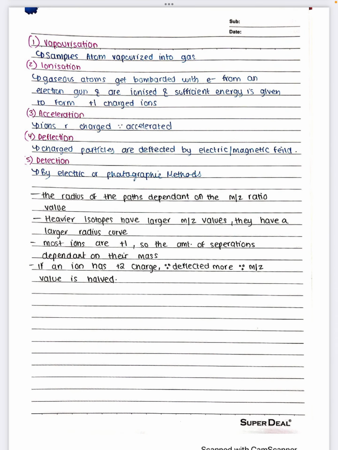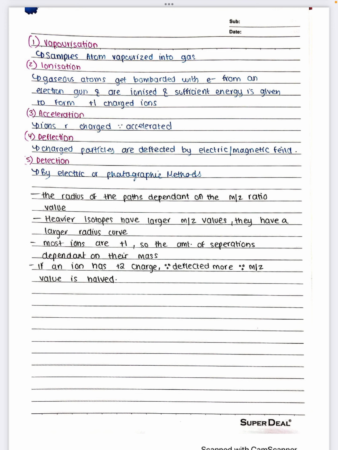Vaporization: samples of atoms are vaporized into gas. Ionization: gas atoms are bombarded with electrons from an electron gun and are ionized, and sufficient energy is given to form +1 charge ions. Acceleration: ions are accelerated. Deflection: charged particles are deflected by an electric or magnetic field. Detection: by electric signal or photographs.